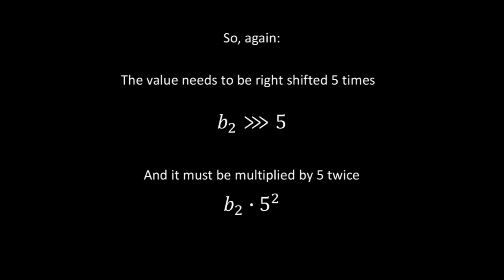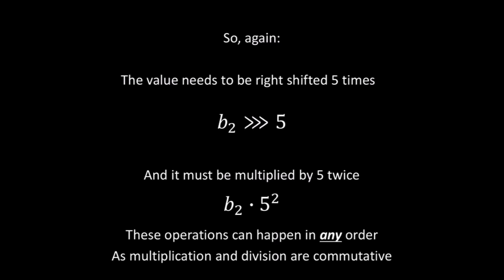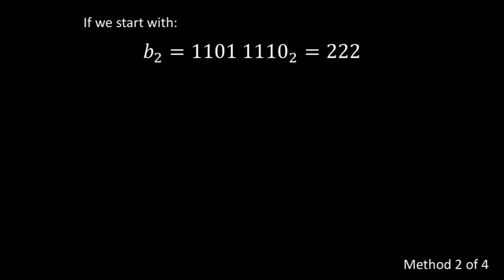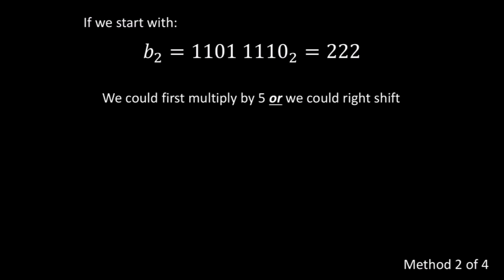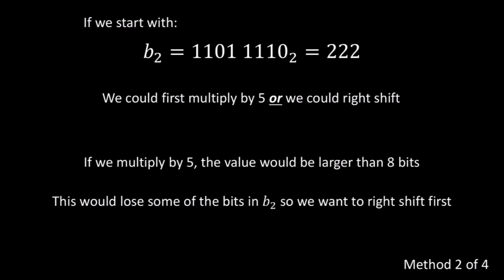So again, the value needs to be right shifted 5 times and it must be multiplied by 5 twice. And these operations can happen in any order as multiplication and division are commutative. So if we start with 222, we could either first multiply by 5 or we could right shift. If we multiply this value by 5, however, the answer would be much larger than 255, which is the largest value that we can store within 8 bits. So this would cause us to lose some of the bits, so we want to right shift first.